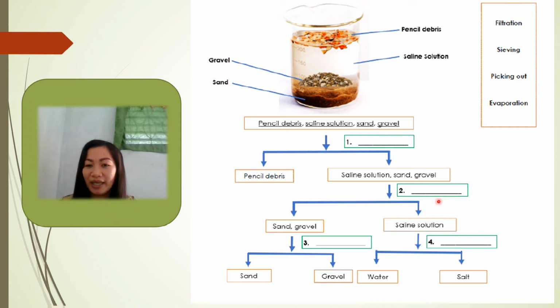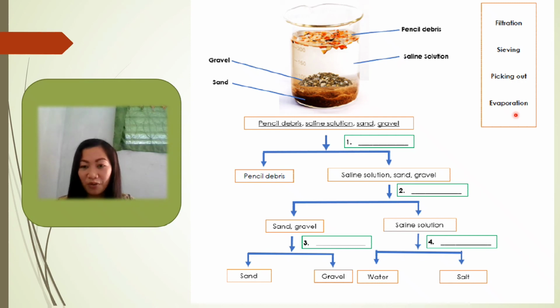And for the second one, how will we be able to separate the gravel from saline solution? What kind of method are we going to use if we separate the saline solution from the sand and the gravel? That is number 2. Are we going to filtrate them, or sieve them, or pick them one by one, or evaporate them using the heat of a fire or the heat of the sun?